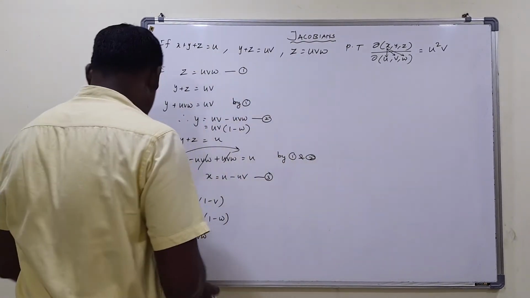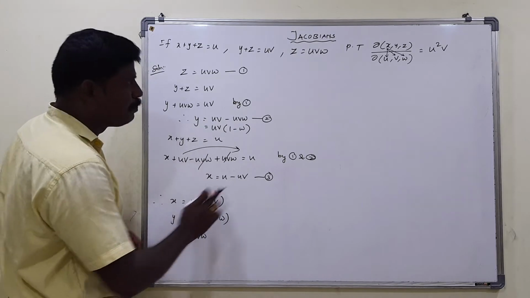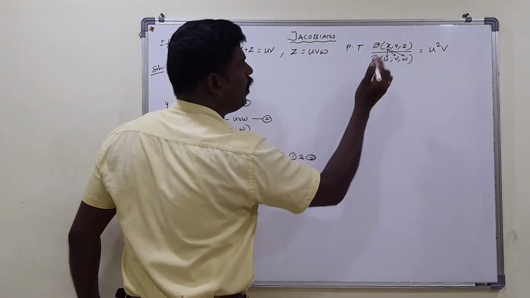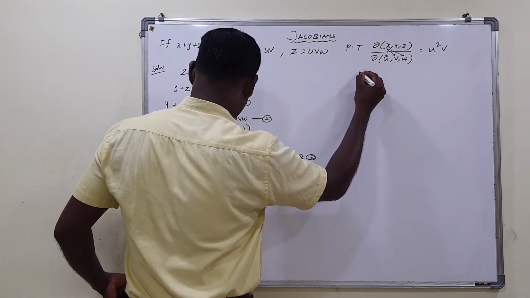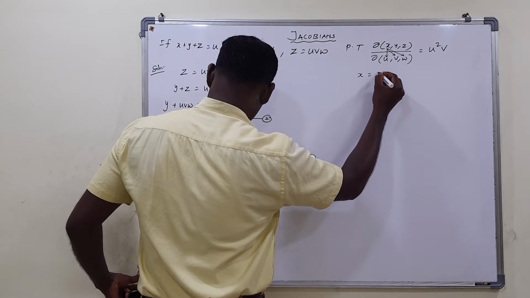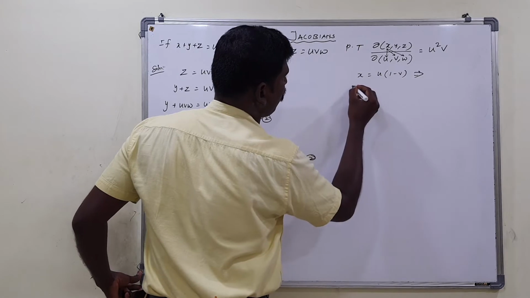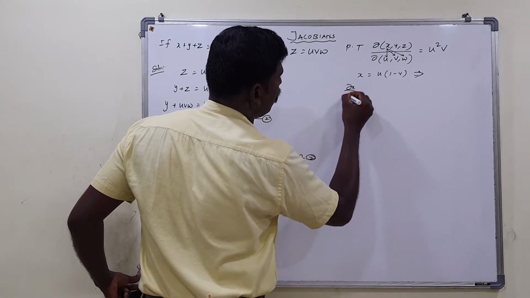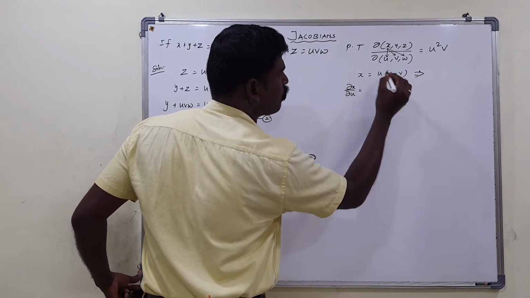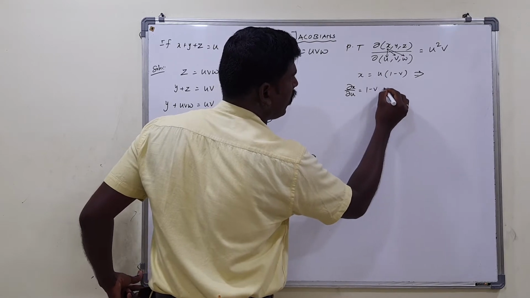What I want to do first is the partial derivative of x with respect to u, v and w, right? So x is equal to u into 1 minus v, isn't it? This implies we can find dou x by dou u. What is dou x by dou u? It becomes 1, so 1 minus v, right?